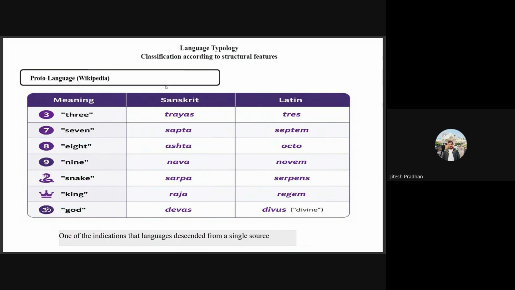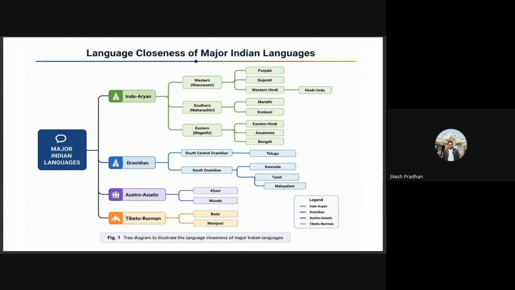So that is the language typology, how the words will be structured to form the sentence, although they will convey the same meaning. Okay, now let's discuss the major Indian languages that we deal with. Why are we discussing this? Because NLP is everywhere.